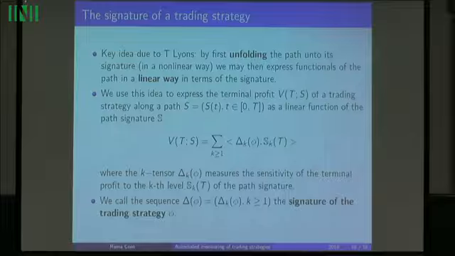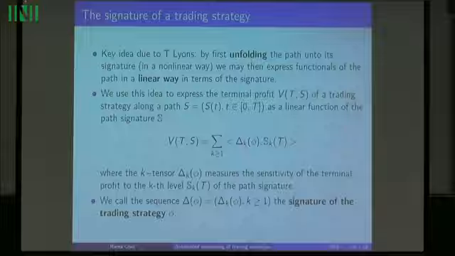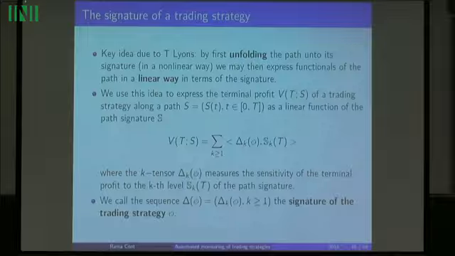Now, in particular, what we're interested in here is to apply this idea to the value or the terminal profit of a trading strategy. As we saw, for any self-financing trading strategy, the value can only be a functional of the path of the underlying prices of what's in the portfolio. So we're going to represent it as a linear functional of the signature, which is simply a sequence of elements: the signatures at level 1, 2, 3, k, etc.